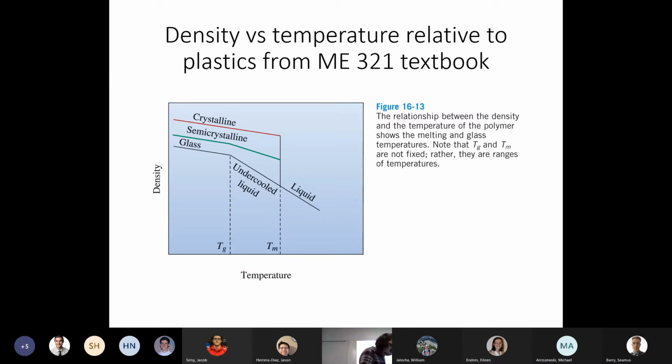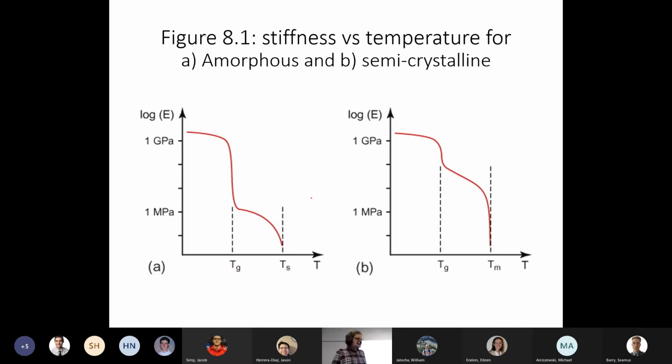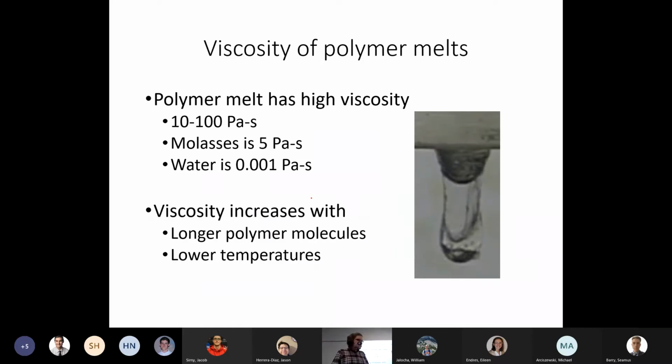So here we have the density versus temperature plot from our 321 textbook. We see crystalline, we see our glass, and then our semi-crystalline, we see this change in slope at glass transition temperature, and then this distinct large change in density at the melting temperature. And then again, we can also look at what happens to the stiffness above the melting temperature. The stiffness of the material drastically decreases. Same with above the softening temperature for amorphous.